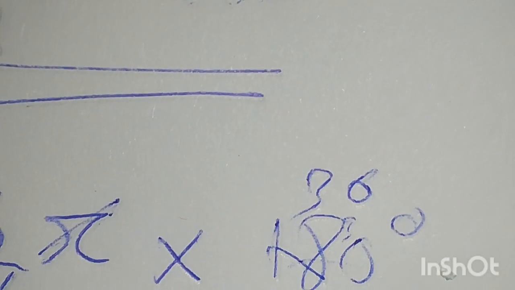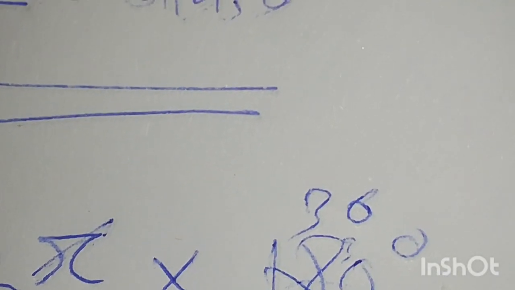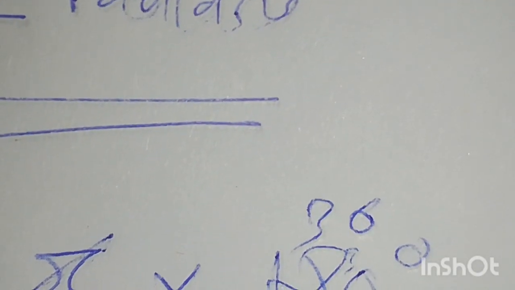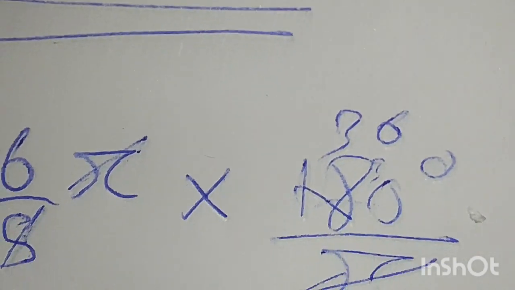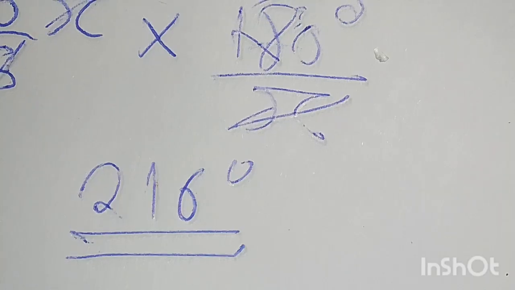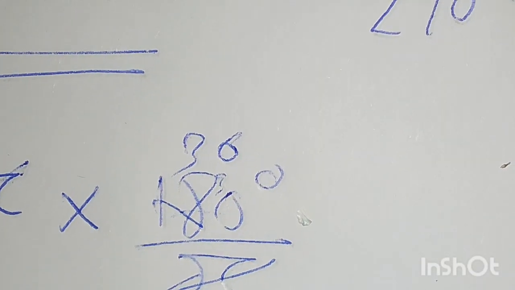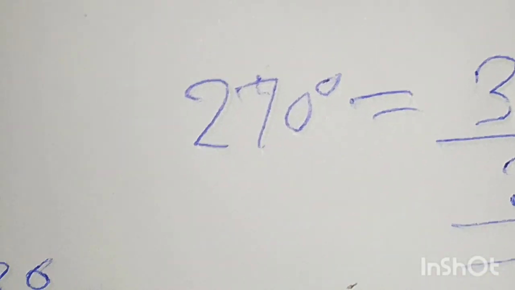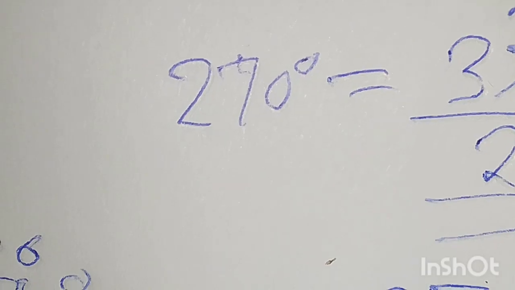So 6 times 36: 6 times 6, it's 36. Remember 3. 6 times 3, it's 18. 18 plus 3 is 21. So it's 216 degrees. Then you are done. Okay, 216 degrees. Then you go to our question 2.2, which is 2 pi over 3.